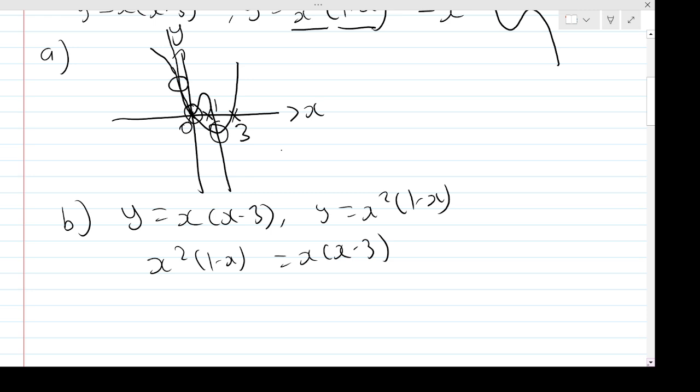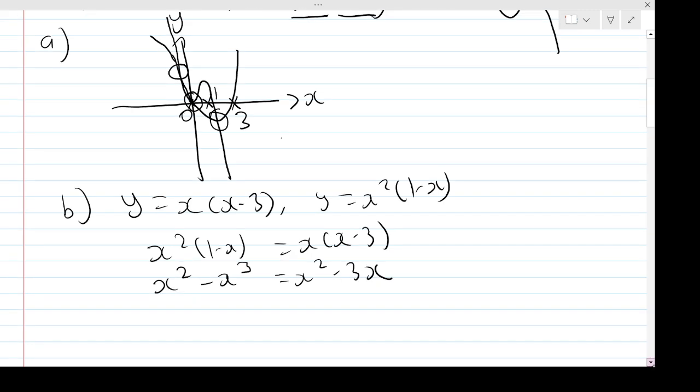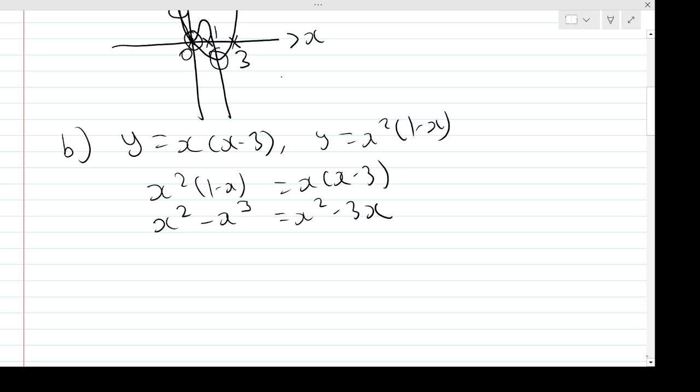Okay, well then we're going to solve. Let's just expand the brackets first, right? So we're going to have x cubed minus x squared. Oh, no, it's x squared minus x cubed is x squared minus 3x. In general, if you see a bracket, it's best to expand it, right? Okay, well then let's rearrange a little bit. So I'm going to have minus x cubed. Then I'm going to move the x squared over here.